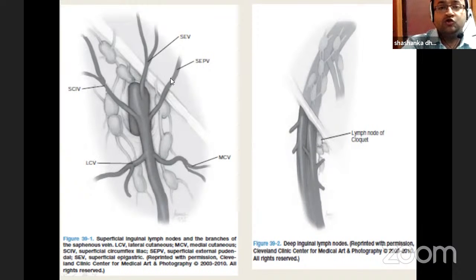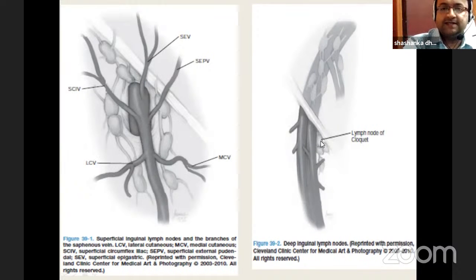So superomedially is the superficial external pudendal and superficial epigastric. Inferomedial is the medial circumflex. Inferolateral is the lateral circumflex, and superolateral is the superficial circumflex iliac vein. So these are the 5 major tributaries of the saphenous vein at the SF junction.